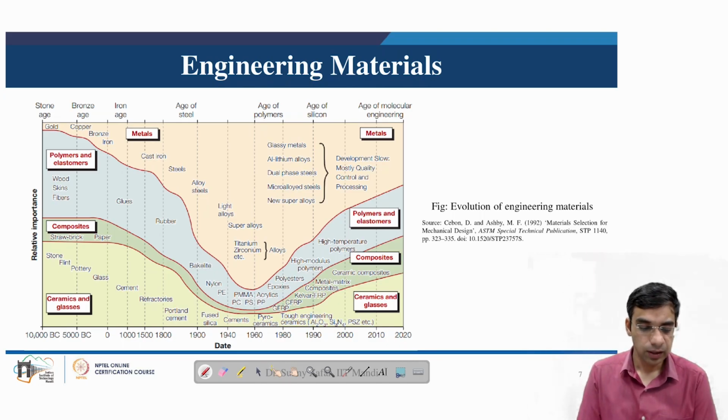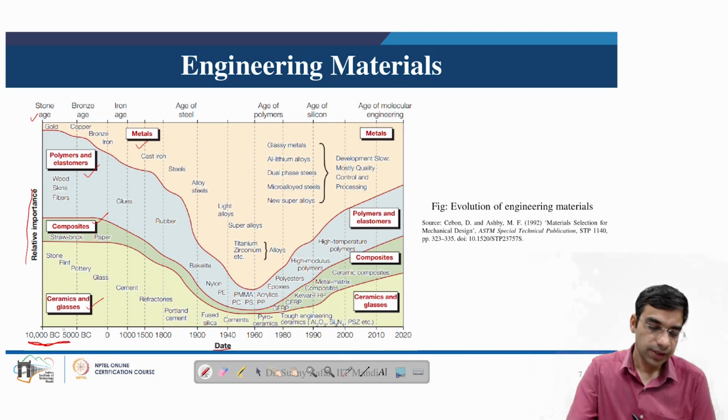in the past. So we start this from around 10,000 BC, which was the Stone Age. On the y-axis, we can see the relative importance of materials. And on the x-axis, we can look at the timeline. So in 10,000 BC, when we are in the Stone Age, broadly the engineering materials were classified, and are also classified in the same manner till date. So we had metals, we had polymers and elastomers, we had composites, we had ceramics and glasses.